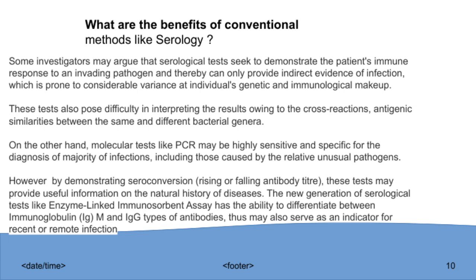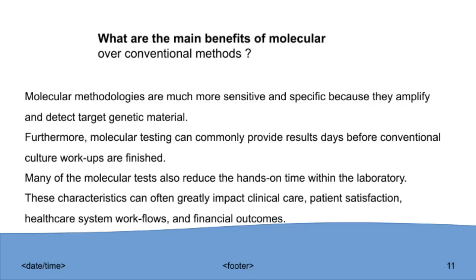And with the advent of newer tests, like the enzyme-linked immunosorbent assay, we can differentiate between immunoglobulin M and immunoglobulin G antibodies. This distinction helps us determine whether an infection is recent or has occurred in the past. So, overall, while molecular methods are powerful, serology remains a useful tool, especially when it comes to understanding the progression and timing of infections.